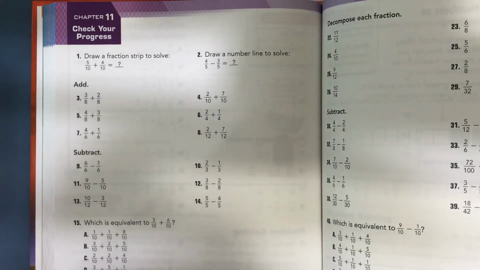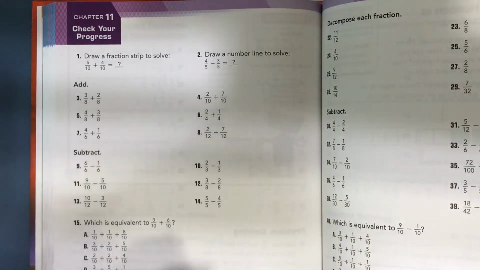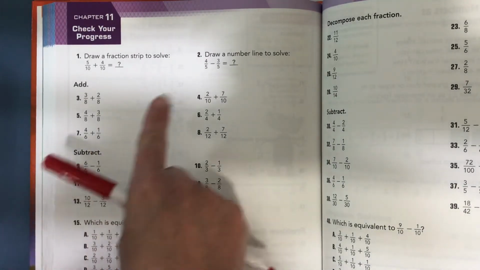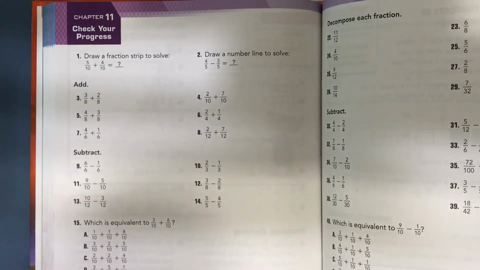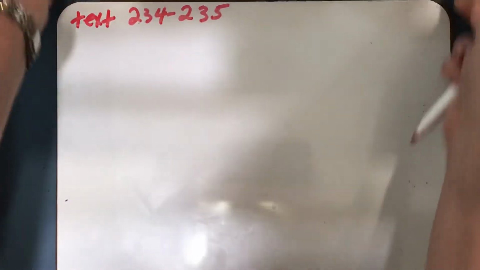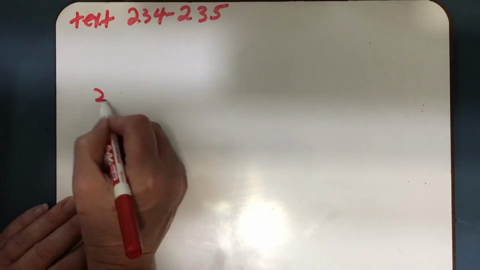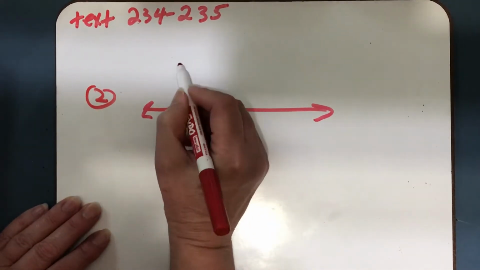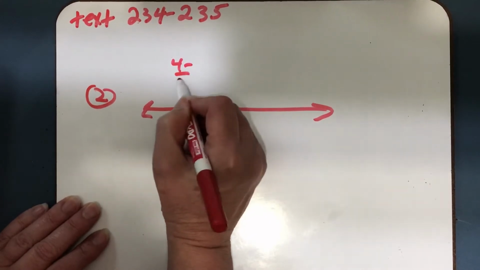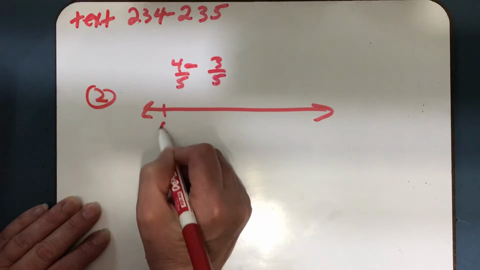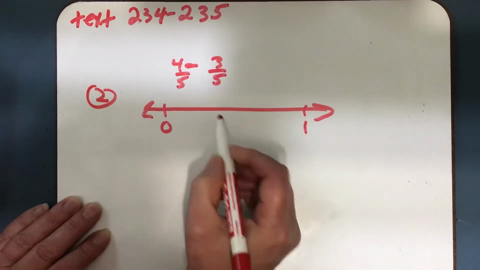Okay, I'm going to do a few on each page to help you know what to do. I'm going to start with number 2. It says to draw a number line to solve 4/5 minus 3/5. So remember, if we draw a number line to subtract, we're doing 4/5 minus 3/5. So I need to label my number line in fifths.